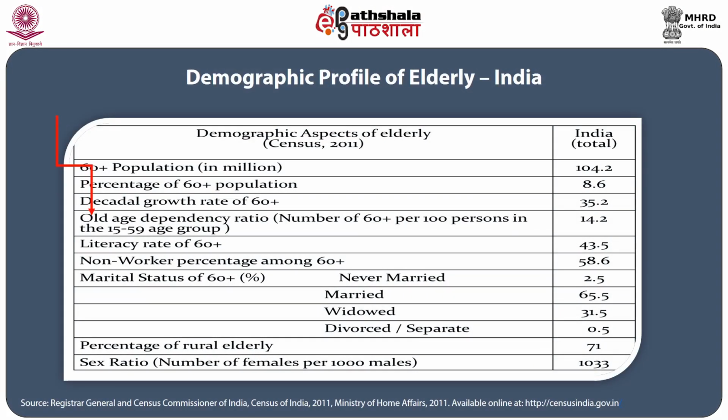Similarly, the census data also gives us to know what is the old age dependency ratio. Old age dependency ratio is the number of 60 plus per 100 persons in the working age group, that is 15 to 59 age group. If you take this ratio, then you will get the old age dependency ratio. The old age dependency ratio based on the 2011 census indicates it is as high as 14.2%, which is a significant increase when you compare the two censuses.